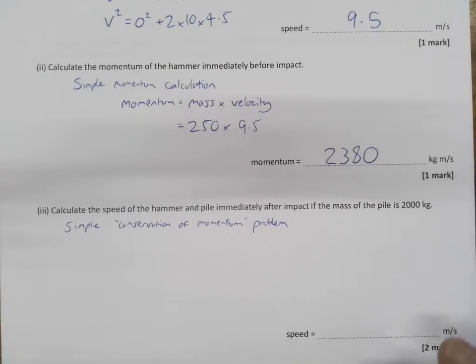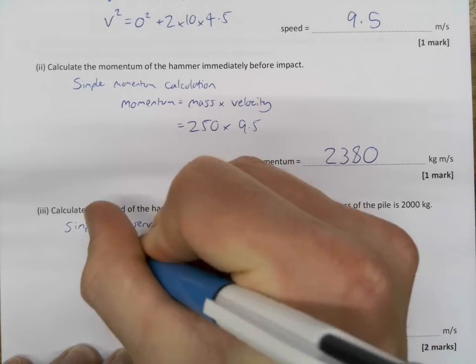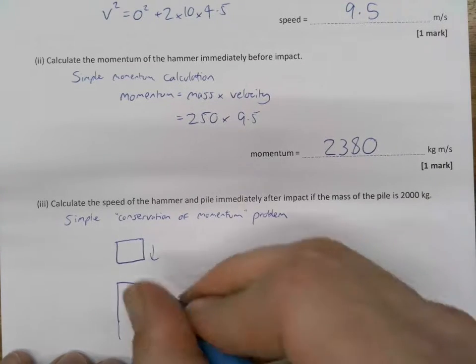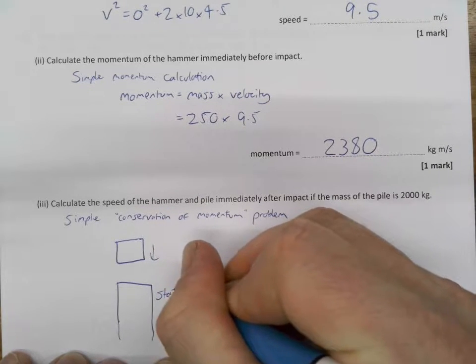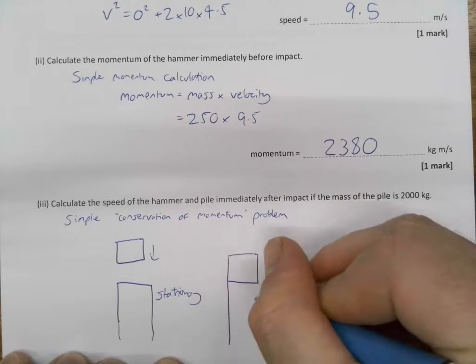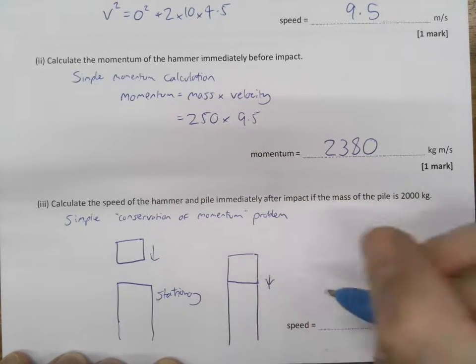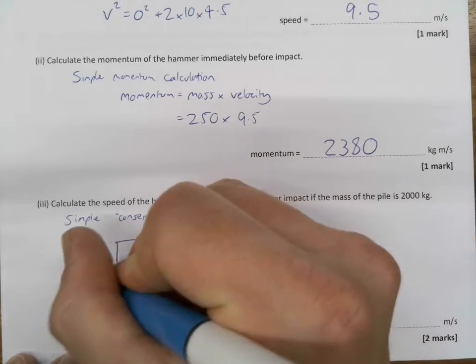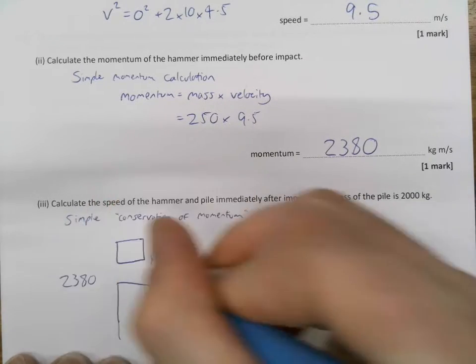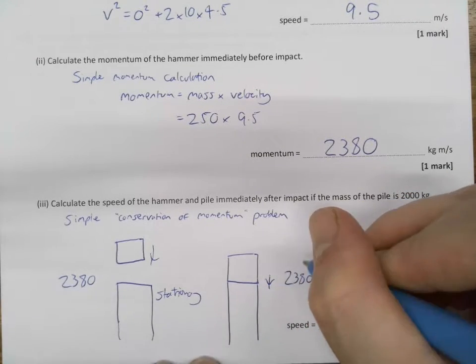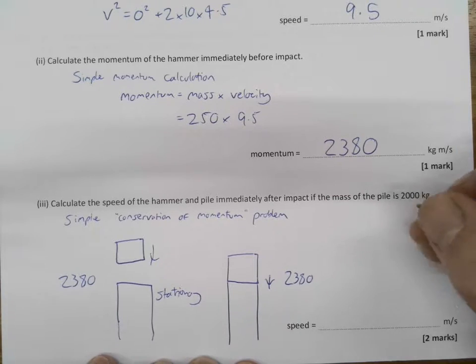Now in part 3, this is the very simplest kind of conservation of momentum problem. Initially you had an object falling downwards and an object below it that was stationary, and after the collision you had two objects joined together moving with a common speed in this direction. So the momentum before was 2380, the momentum after 2380, except now you've got a much bigger mass.